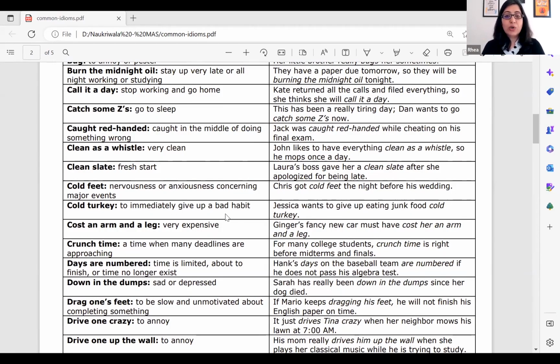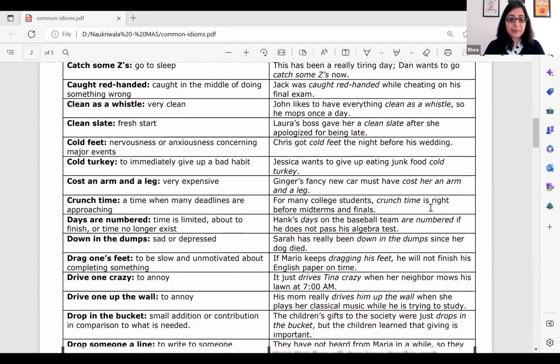Cold turkey. Cold turkey means to immediately give up some bad habit. So let's say if somebody was into smoking, let's say XYZ, let's say Jessica. Jessica wants to give up smoking cold turkey. So when I say smoking cold turkey, the bad habit of smoking, that's what it means. So in this case, Jessica wants to give up eating junk food cold turkey.